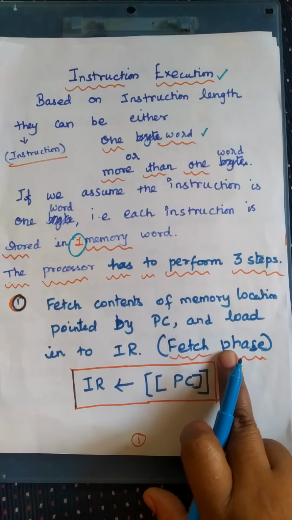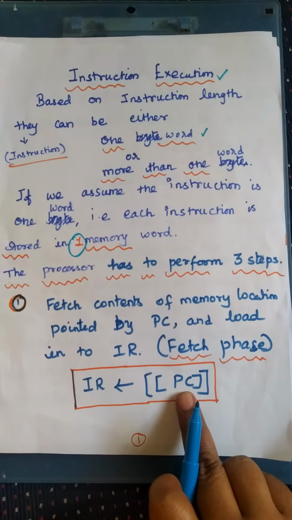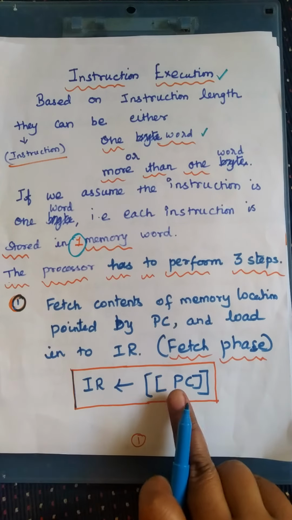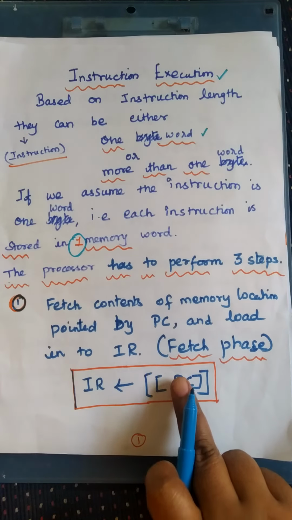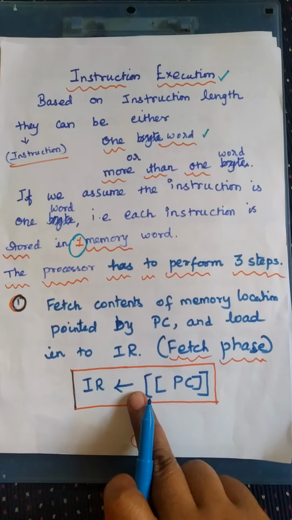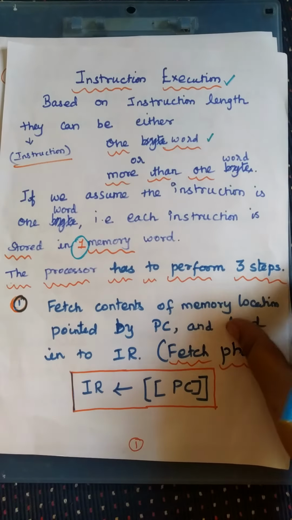This is the fetch phase. The double square bracket means the content of the memory location pointed by the PC is loaded into the instruction register. The first step is depicted like this.